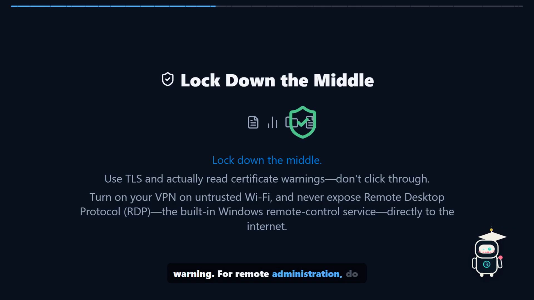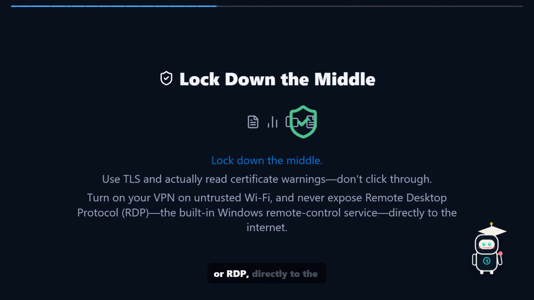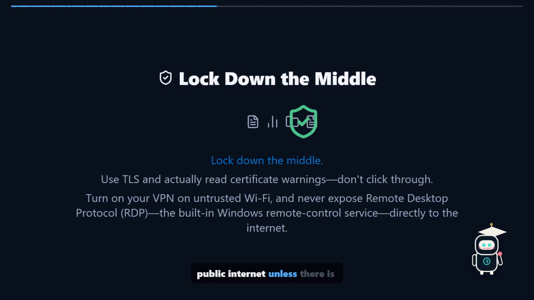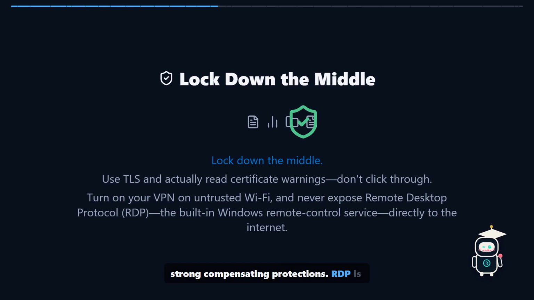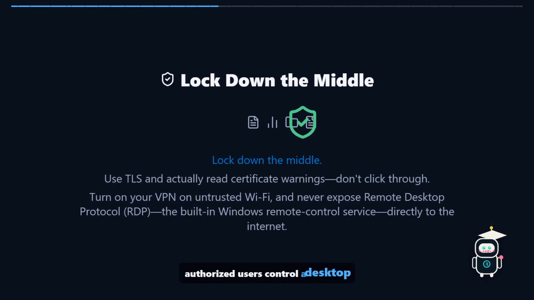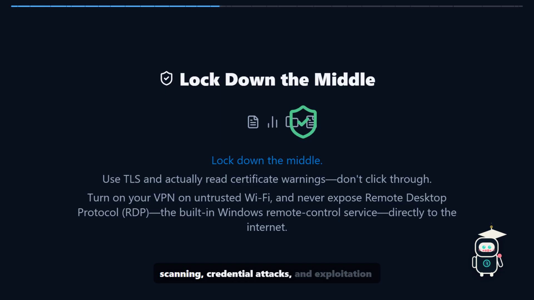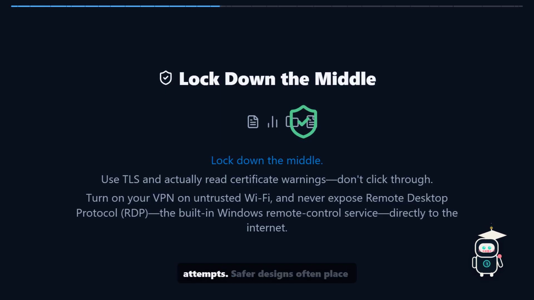For remote administration, do not expose Remote Desktop Protocol, or RDP, directly to the public internet unless there is a documented business need and strong compensating protections. RDP is a Windows protocol that lets authorized users control a desktop remotely. Public exposure can attract scanning, credential attacks, and exploitation attempts.